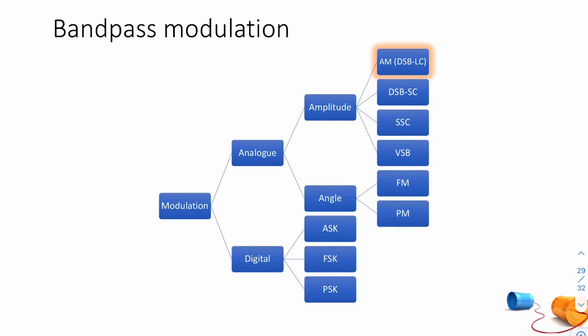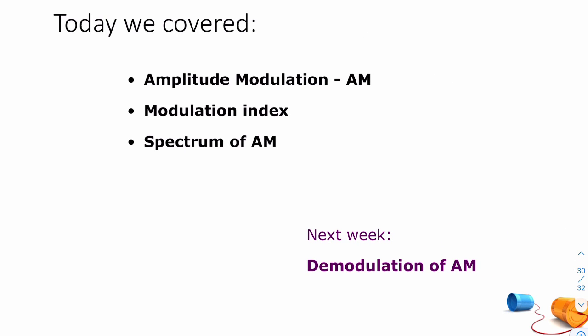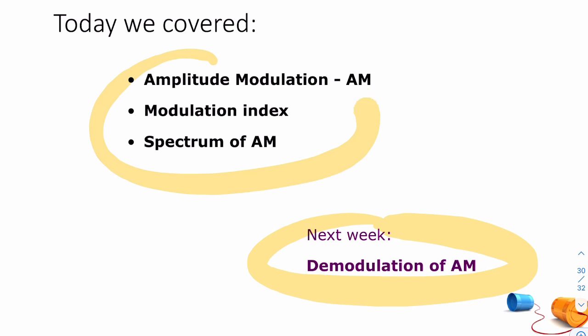Okay, so that was lecture 3 for you. What we looked at was the first of several types of amplitude modulation. We call this AM, or double sideband with large carrier. Now next week we'll look at how to demodulate that. So we'll be looking at demodulation of AM. All right, so that's what we looked at today, and next week we'll be looking at demodulation of AM.